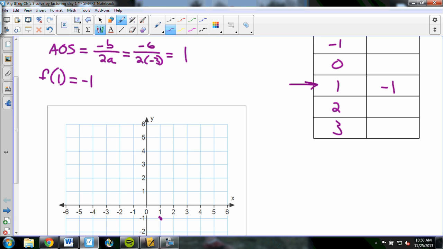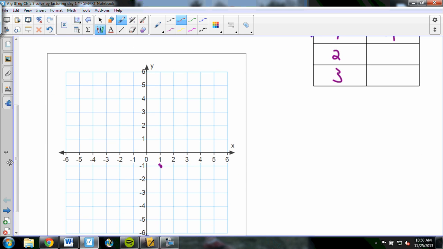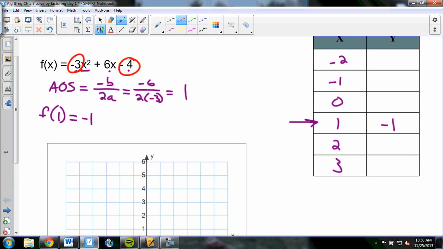Anybody? Well, I can do a little better than that. Can't you find it by using the a? The a value is negative 3. So from the vertex, I can go down 3, right 1, and down 3, left 1. And you'll note this point, 0, negative 4, is the y-intercept. We knew the c value was the y-intercept, 0, negative 4. So we have that point and that point.